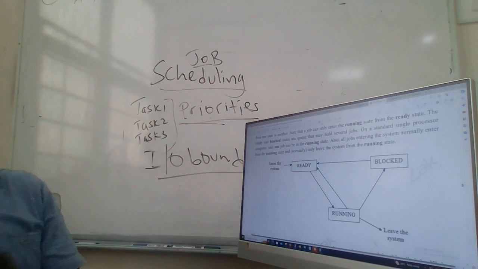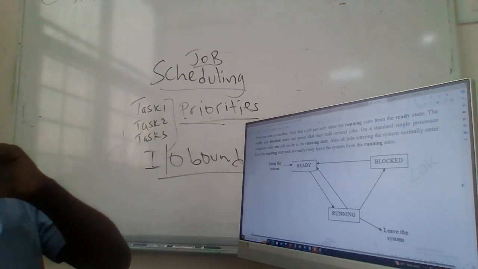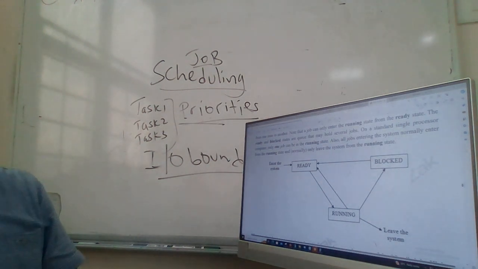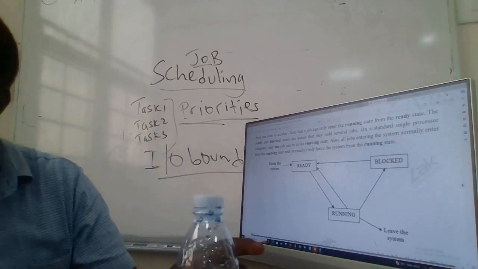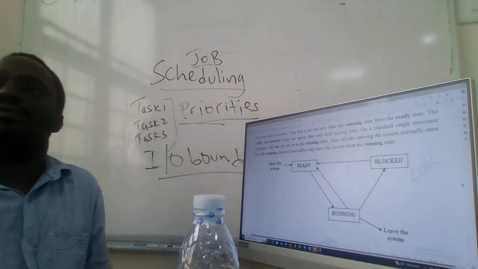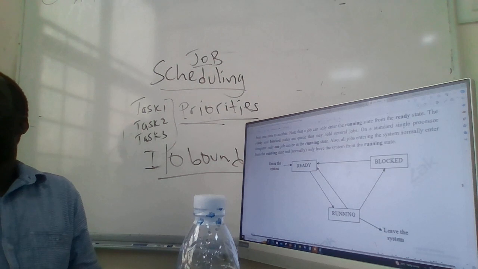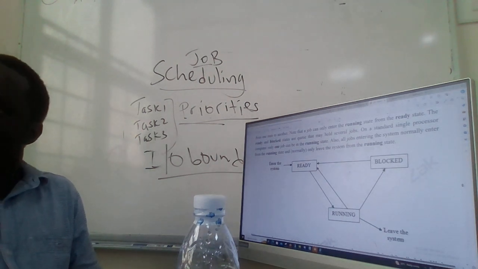Then if a task is in the blocked state, it means it no longer needs to use the processor. It's in a blocked state. It doesn't require the processor. Have you understood?